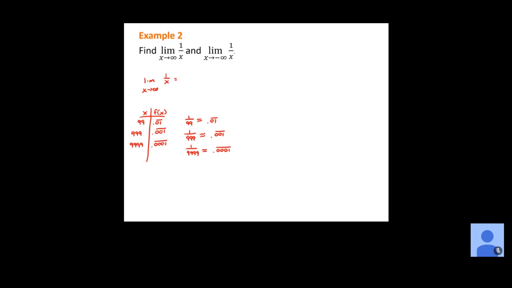So as we continue to make these values larger and larger, what does it look like that f of x value is approaching? 0. Okay, so that decimal is getting smaller and smaller and smaller. It's never going to become negative. It's always going to stay positive. So as we approach infinity, that limit is approaching 0 now. Any questions about that one?